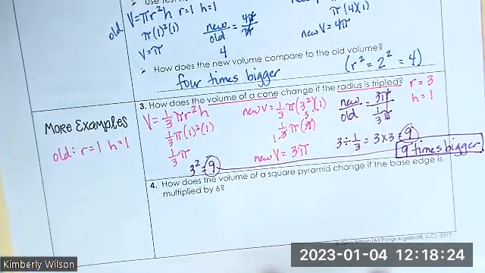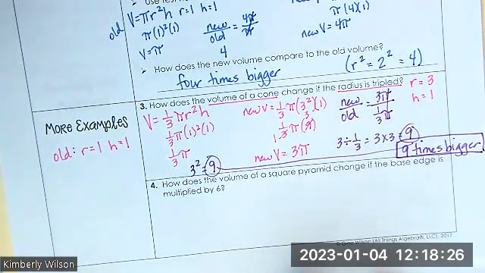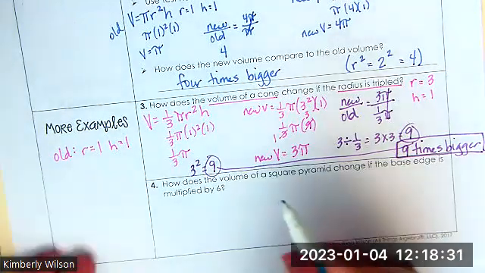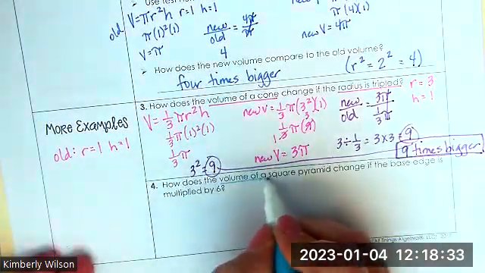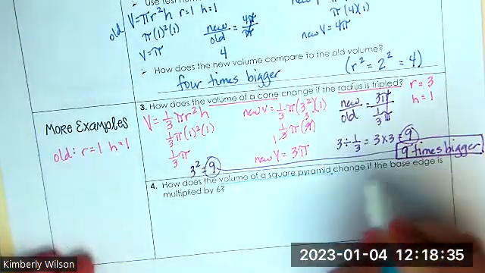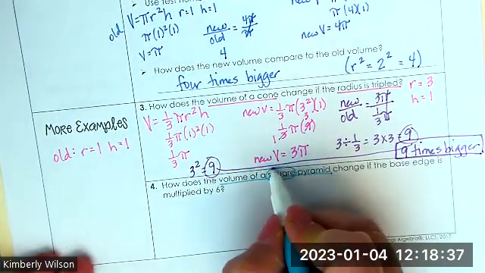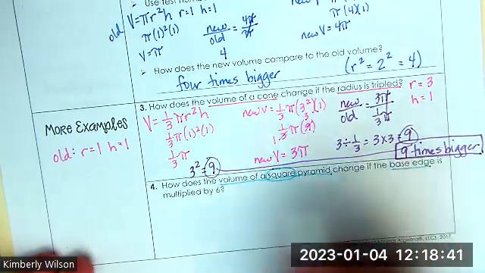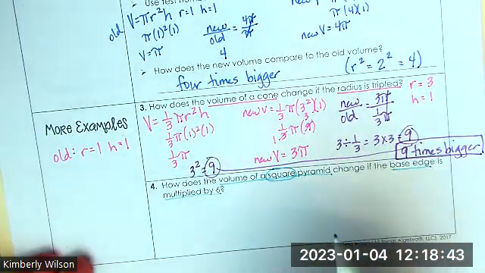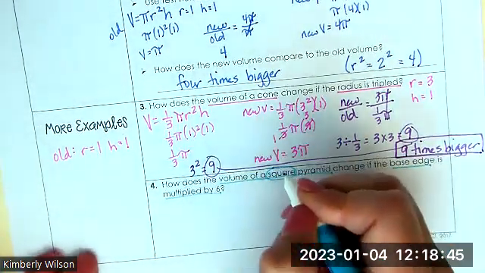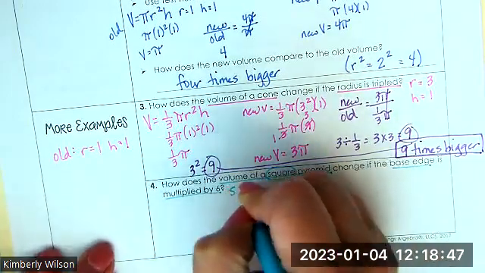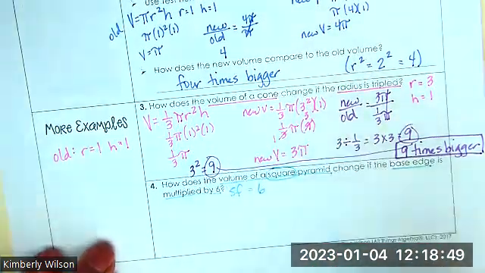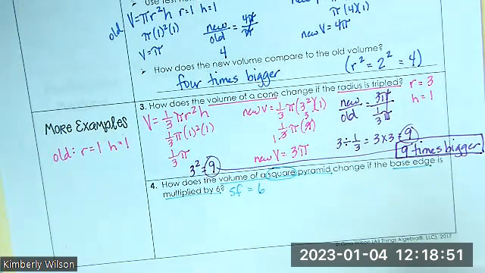Let's look at this a little bit of a different way for the next one. Okay. Now, this is how does the volume of a square pyramid change? Now that's a square. The base edge is multiplied by 6. So that means my scale factor is 6. That's what I'm having to multiply by.